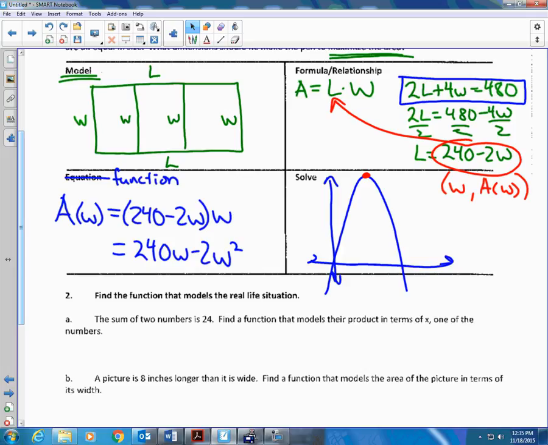How do I find the vertex using negative B divided by 2A? So negative B would be negative 240, divided by 2 times A, where A would be negative 4. Divide those and you get 60.